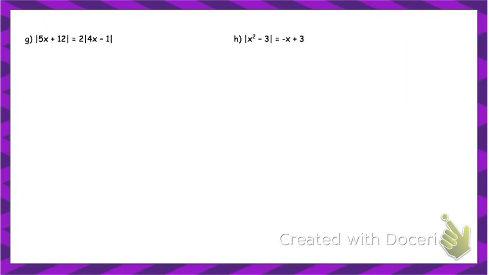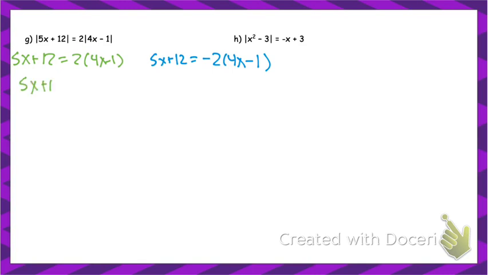All right, so let's try this next one. Again, same idea. We just need to remember to apply that negative to everything that follows. So here's equation number 1. And then equation number 2 is going to be 5x plus 12 equals negative 2 times 4x minus 1. And then we can go ahead and finish solving these out. So I'm going to get that 3x is equal to 14. So x is 14 thirds as one answer.